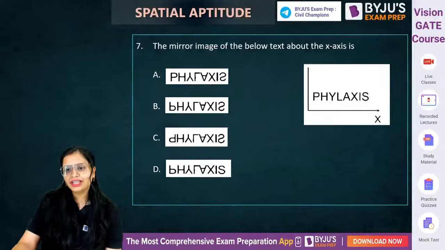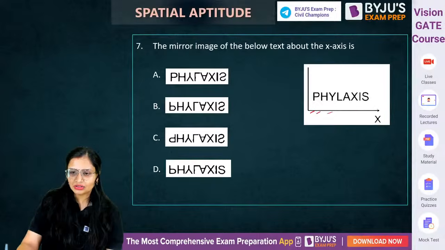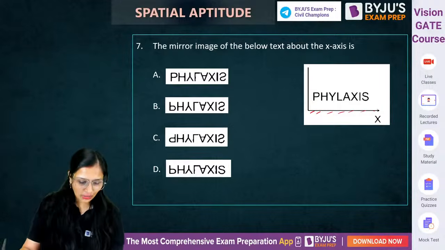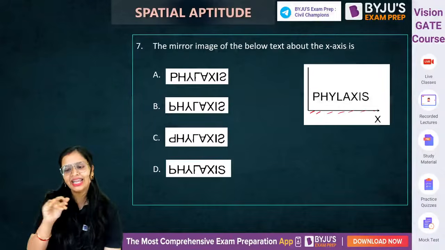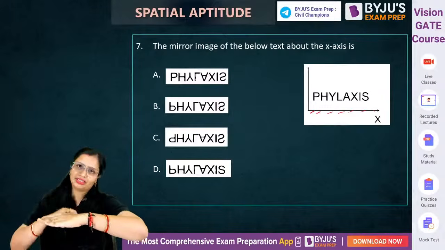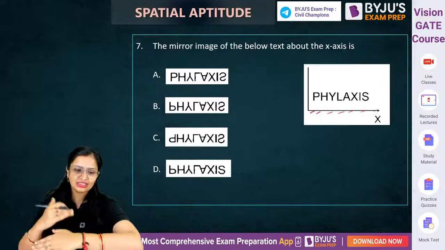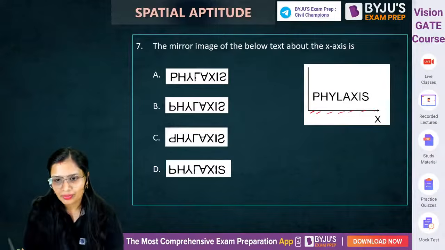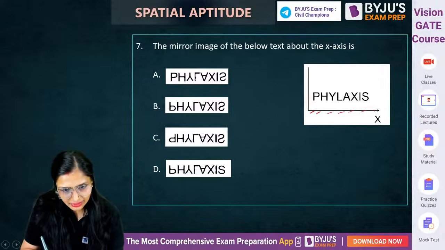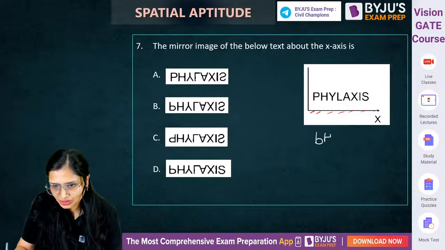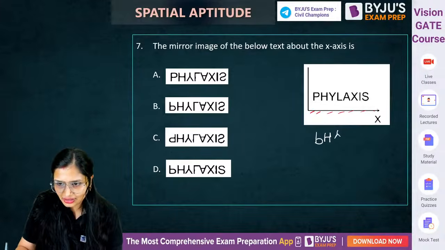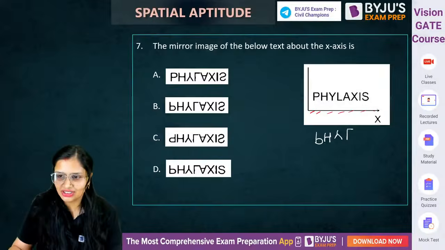The mirror image of the below text about the x-axis. Again, about the x-axis, you have to tell how it will look. How does it look when it is about the x-axis? You are seeing the mirror image. Like we did for the triangle, similarly, how would it look? This P, I'll take a white pen, this P will become like this. H will remain the same. Y you will get like this. L will remain as it is, but the orientation will change.